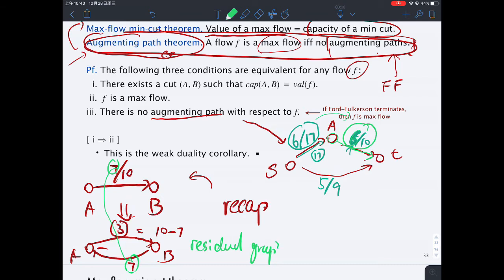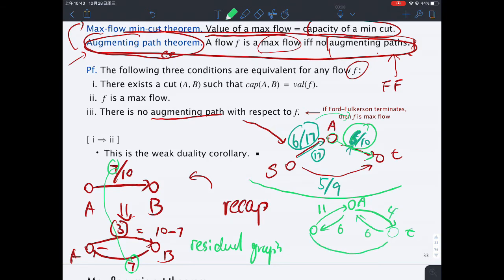And similarly, if I want to compute the residual graph for this particular instance, moving from A I still can push 11 units. From A to B, from S it's 6, A to T is 4, T to A is 6, right? So this is how we get everything out of here. So this is 4 and this is 5. So this is the residual graph, right?